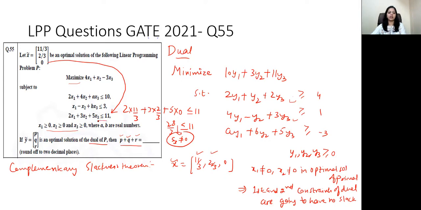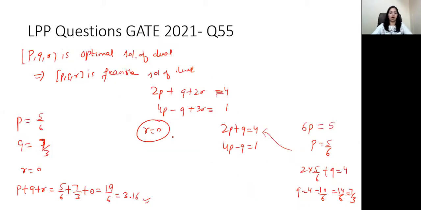So if the slack of the third constraint was non-zero, that means the third variable in the dual has to be 0. So we used these conditions and we got our answer. So that's all about this question.